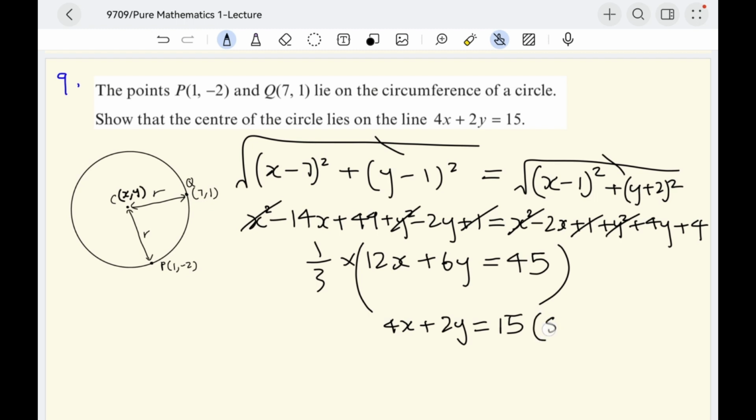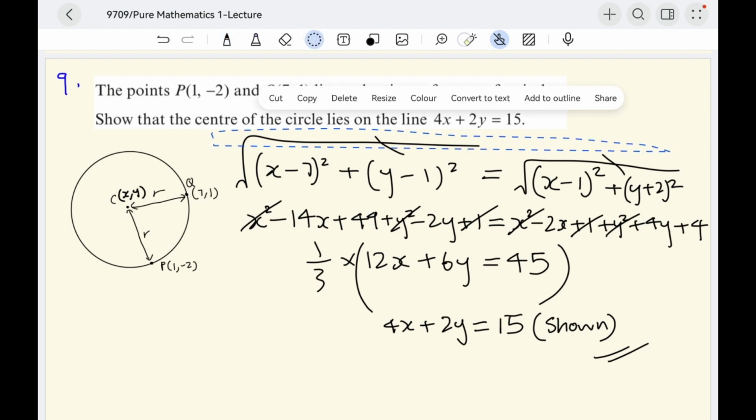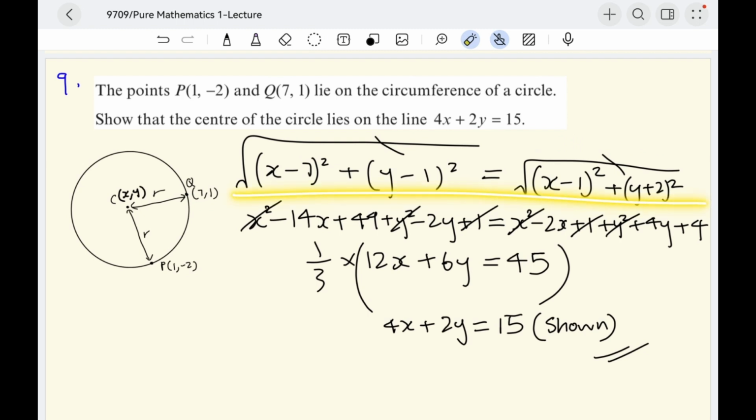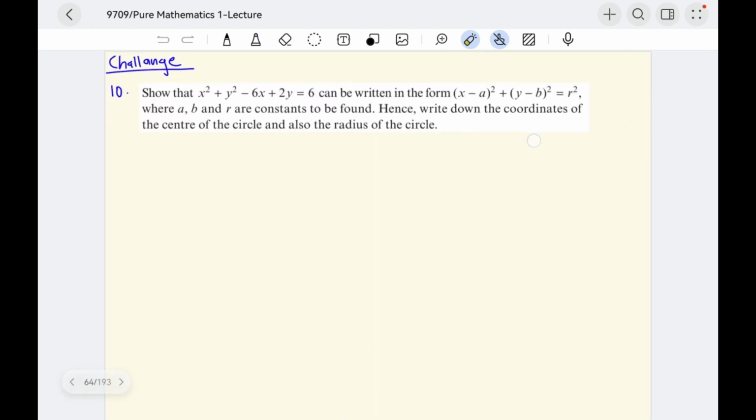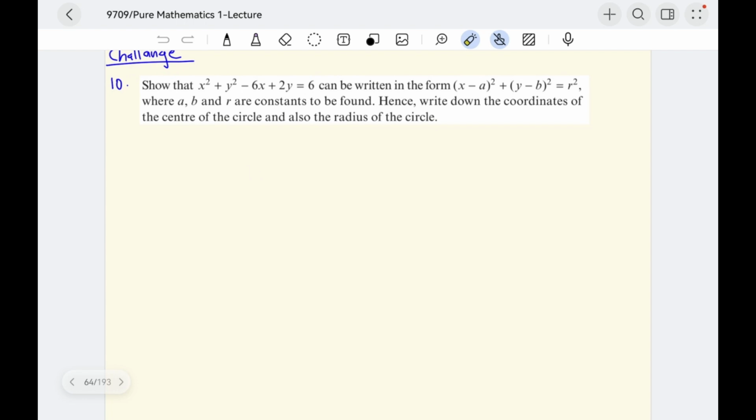Therefore, it's shown. Okay? Because using the equation of the locus and the distance formula, it is actually apparent how to obtain the equation of the line on which the center of the circle lies. Okay, so yeah, that's the end of this question. Okay, let's proceed to the next question, which is question 10.